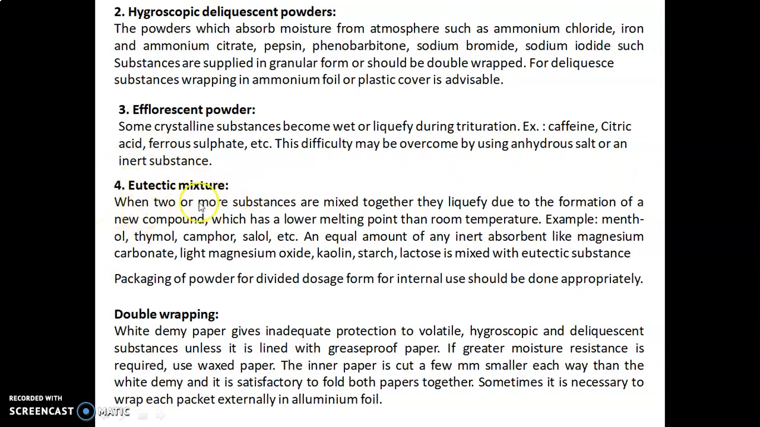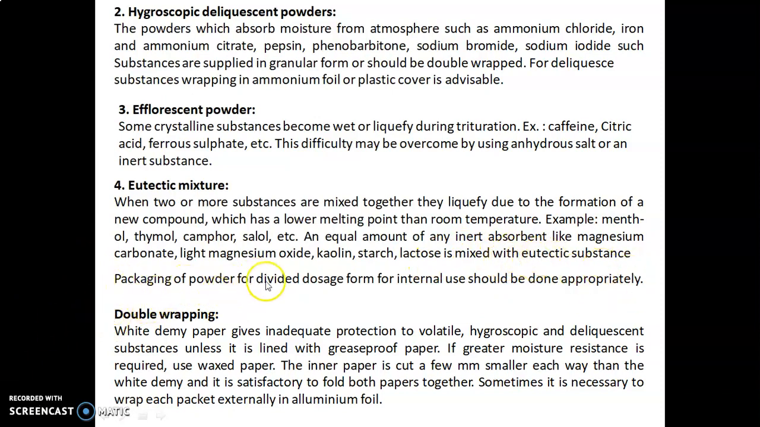Eutectic mixture. When two or more substances are mixed together, they liquefy due to the formation of a new compound which has a lower melting point than room temperature. Example, menthol, thymol, camphor, salol, etc. An equal amount of any inert absorbent like magnesium carbonate, light magnesium oxide, kaolin, starch, or lactose is mixed with the eutectic substance.